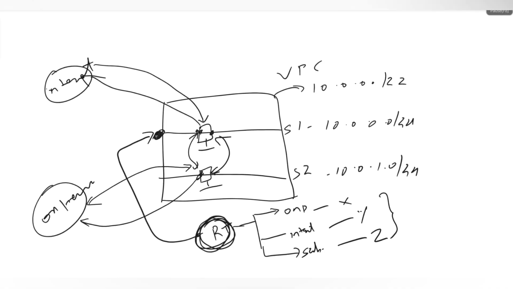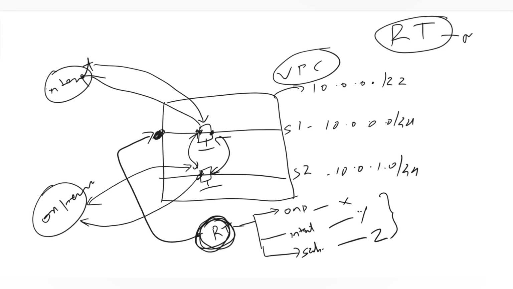So one important note when it comes to route table is, when you create your first VPC or when you create any VPC in your AWS account, by default Amazon Web Service will create a default route table for you, which is called the main route table. So this is by default attached to all the subnets.